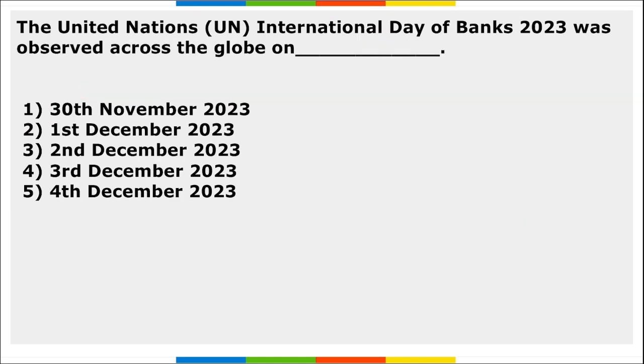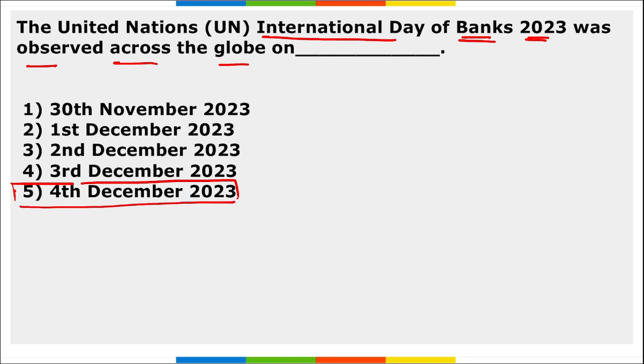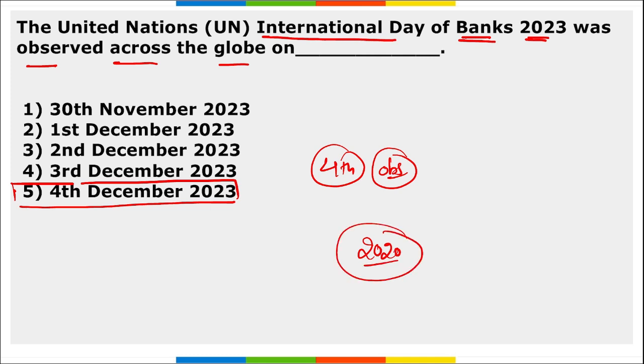Next, UN International Day of Banks 2023 was observed across the globe on which date? So the UN International Day of Banks is observed across the globe on 4th of December. Every year on 4th of December, we observe International Day of Banks. Correct? And this year in 2023, it was the 4th observance of this day. The first ever was observed in 2020, right?